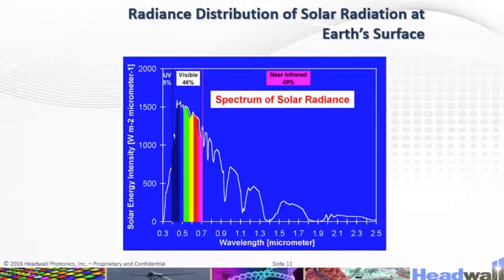This shows about half of solar radiation is in the near infrared. The other half is mostly in the visible, and about 5% in the UV. The amount of energy in the MWIR and LWIR is a very small percentage of the total energy from the sun.